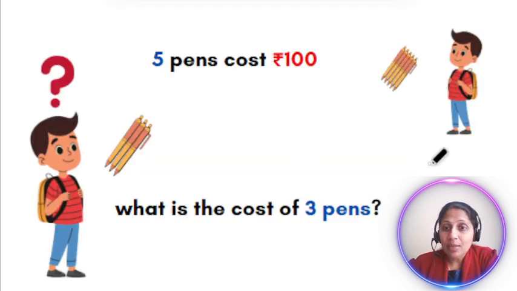Say for example, a boy named Ram buys 5 pens for a cost of 100 rupees. Now we have to find what is the cost of 3 such pens. This problem can be solved with the help of unitary method in 3 simple steps.